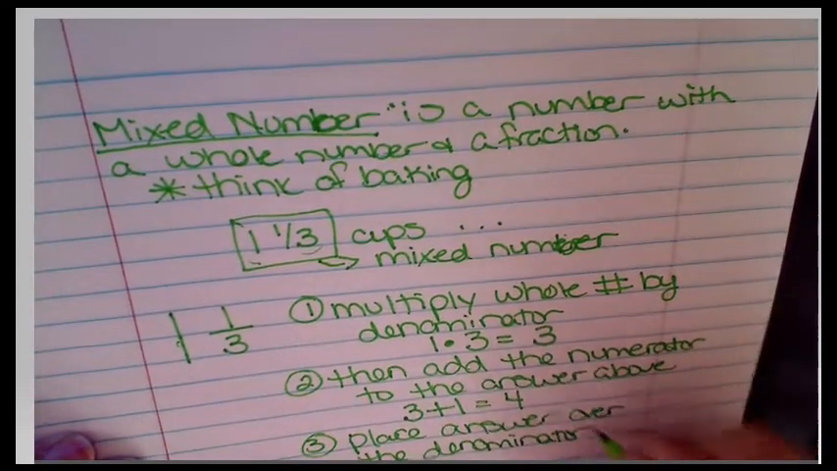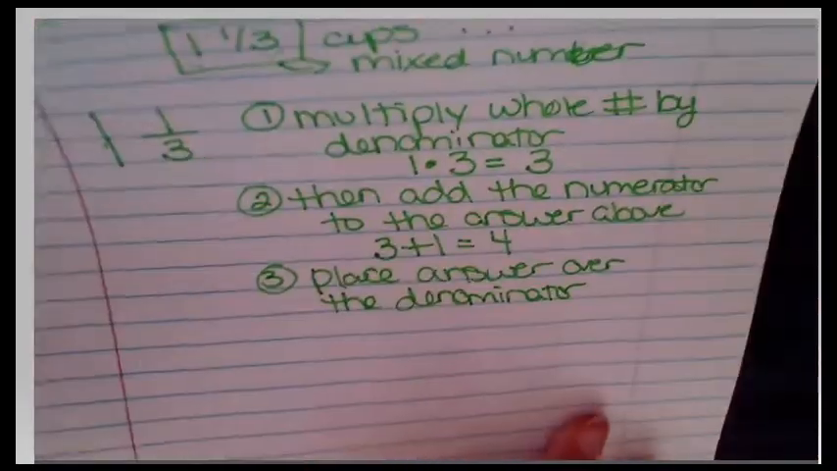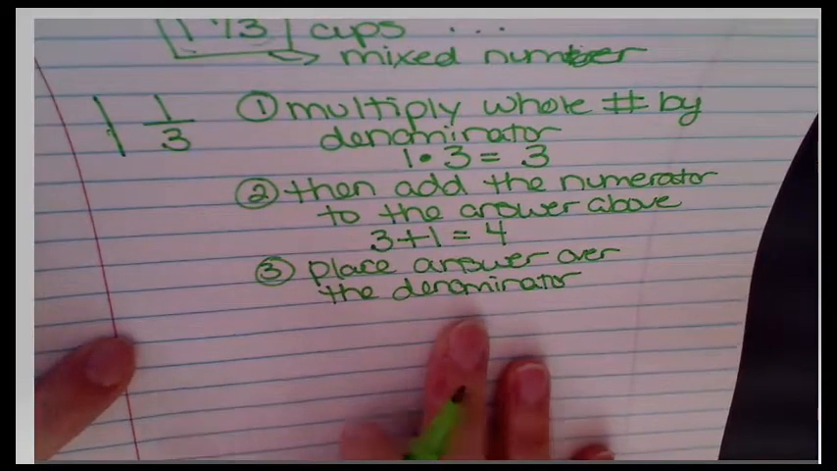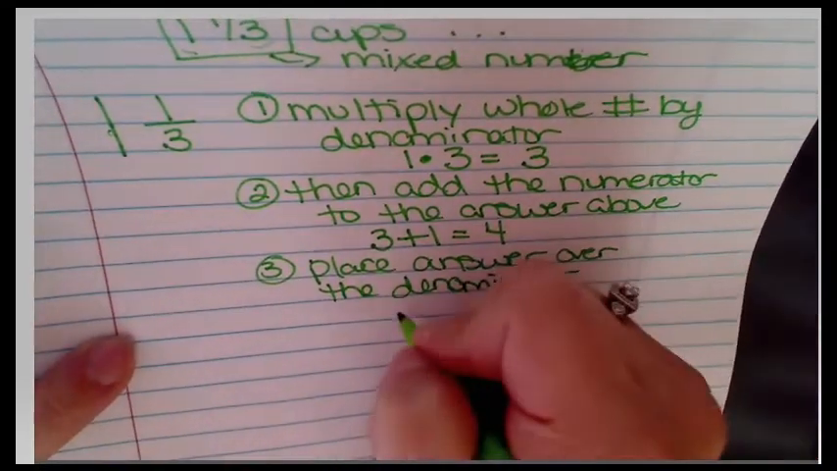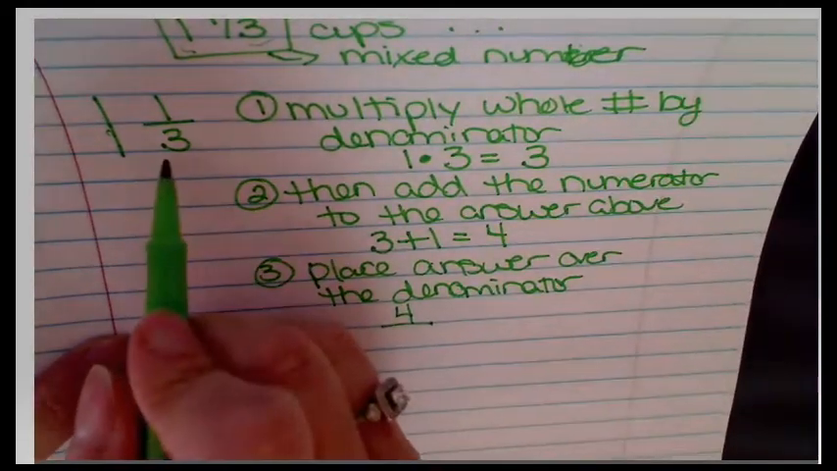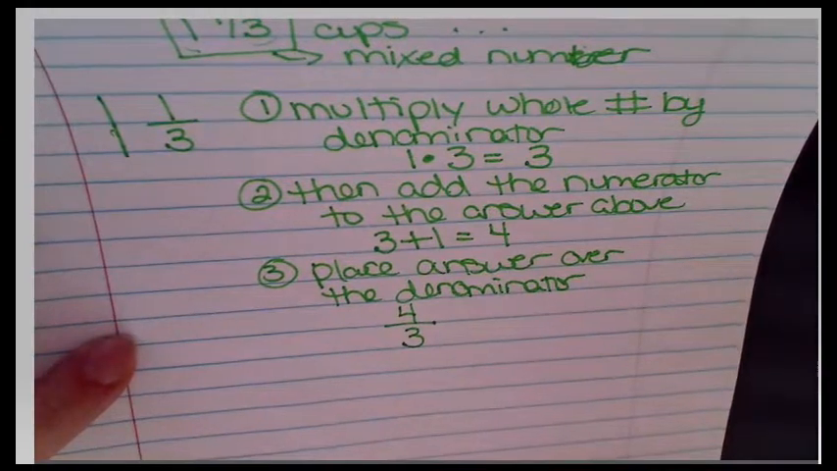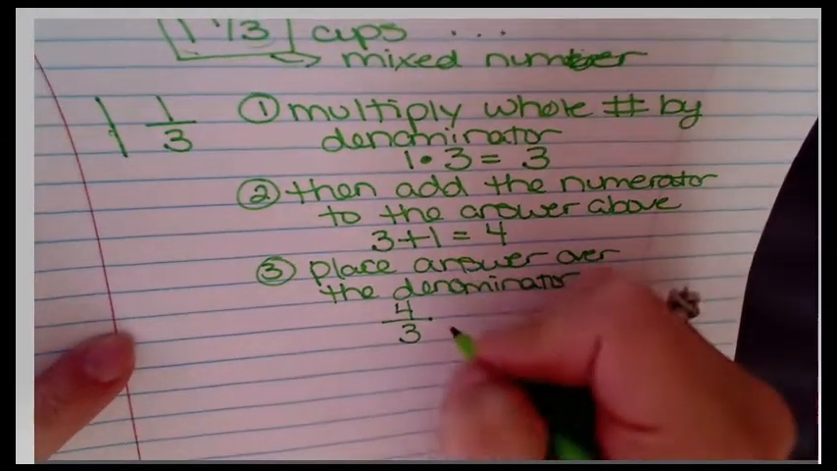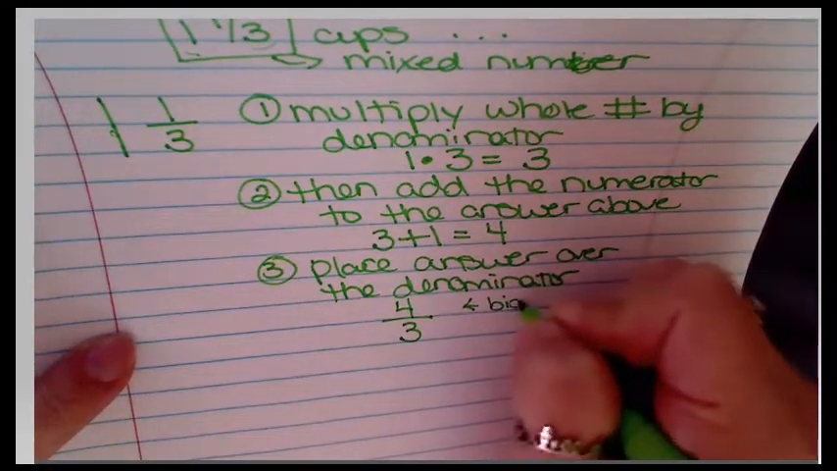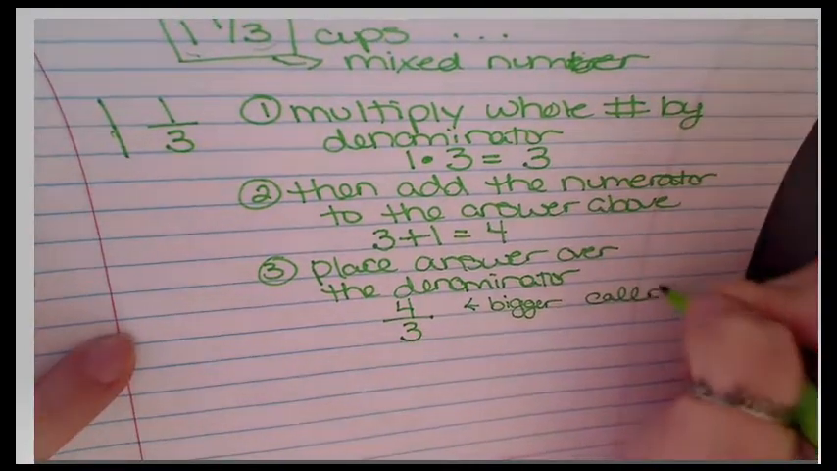Again, writing this out might make it more confusing than just working the problem, but I wanted to make sure it was all written out step by step. So we have our answer, which is 4. Now we're going to place it over the denominator. The denominator was 3. So we have 4 over 3. Notice this number on top is bigger than the bottom number. This is called an improper fraction.